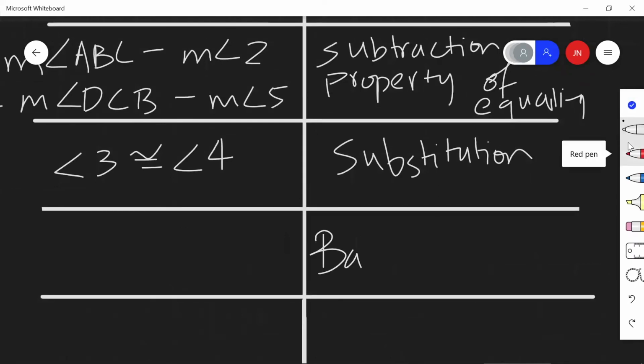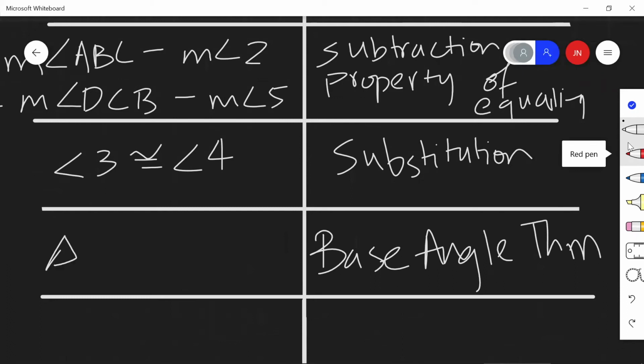So using the base angle theorem, triangle BCE is isosceles.